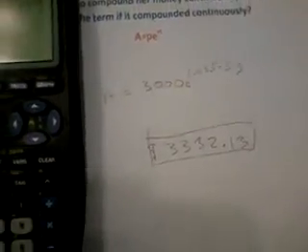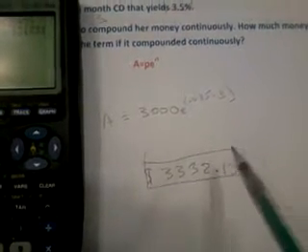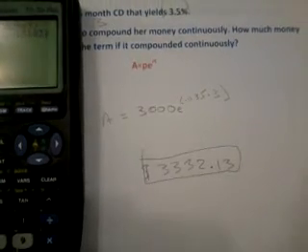And like we did in the problem before, we have to make sure we put a dollar sign since we are dealing with money, and round it to the second decimal place since it is cents. And that is our answer.